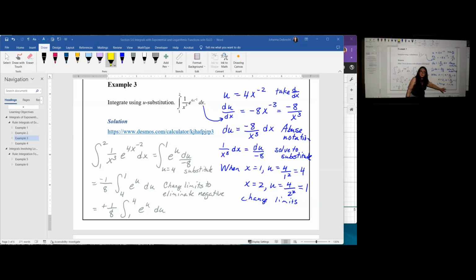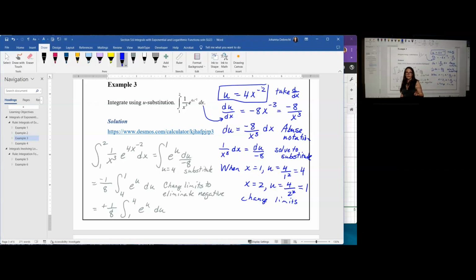Next, I want to change the limits of integration because it's less work and less likely to create error. I use my substitution equation, which is up here at the top. And I can also write it in the form of 4 divided by x squared, which makes it easier to compute the new limits. When x is 1, u becomes 4 divided by 1 squared, which is 4. When x is 2, I get 1.